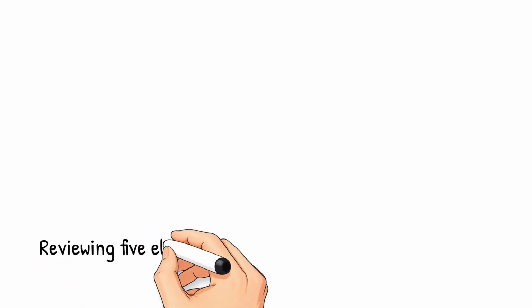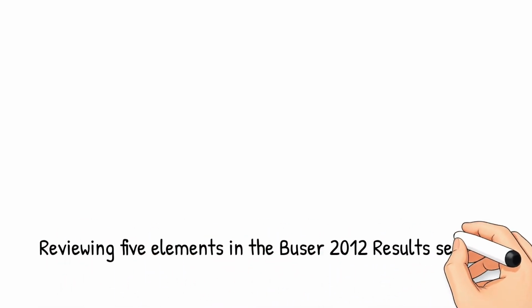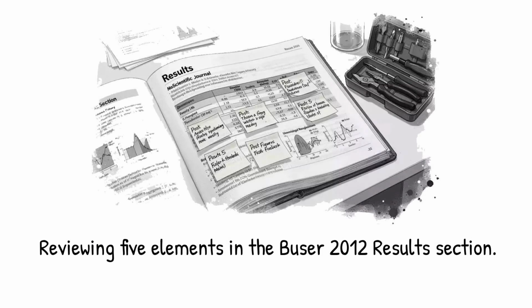In the last episode, you built a toolkit: participant flow, the primary outcome, the secondary outcomes, the tables and figures, and what's missing. Now, we open the actual results section of Busser 2012 and apply every one of those 5 elements to the real text, the real tables, the real numbers.